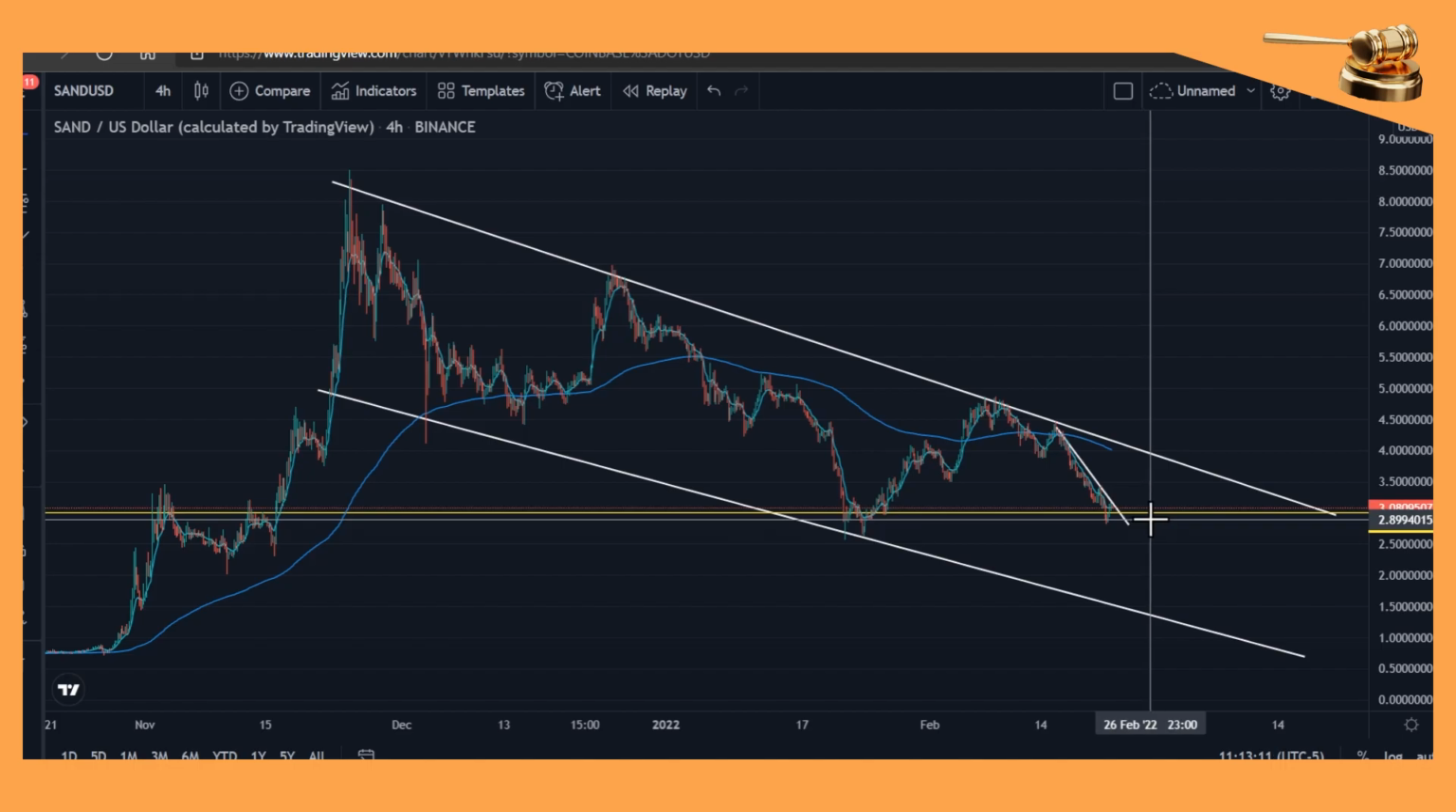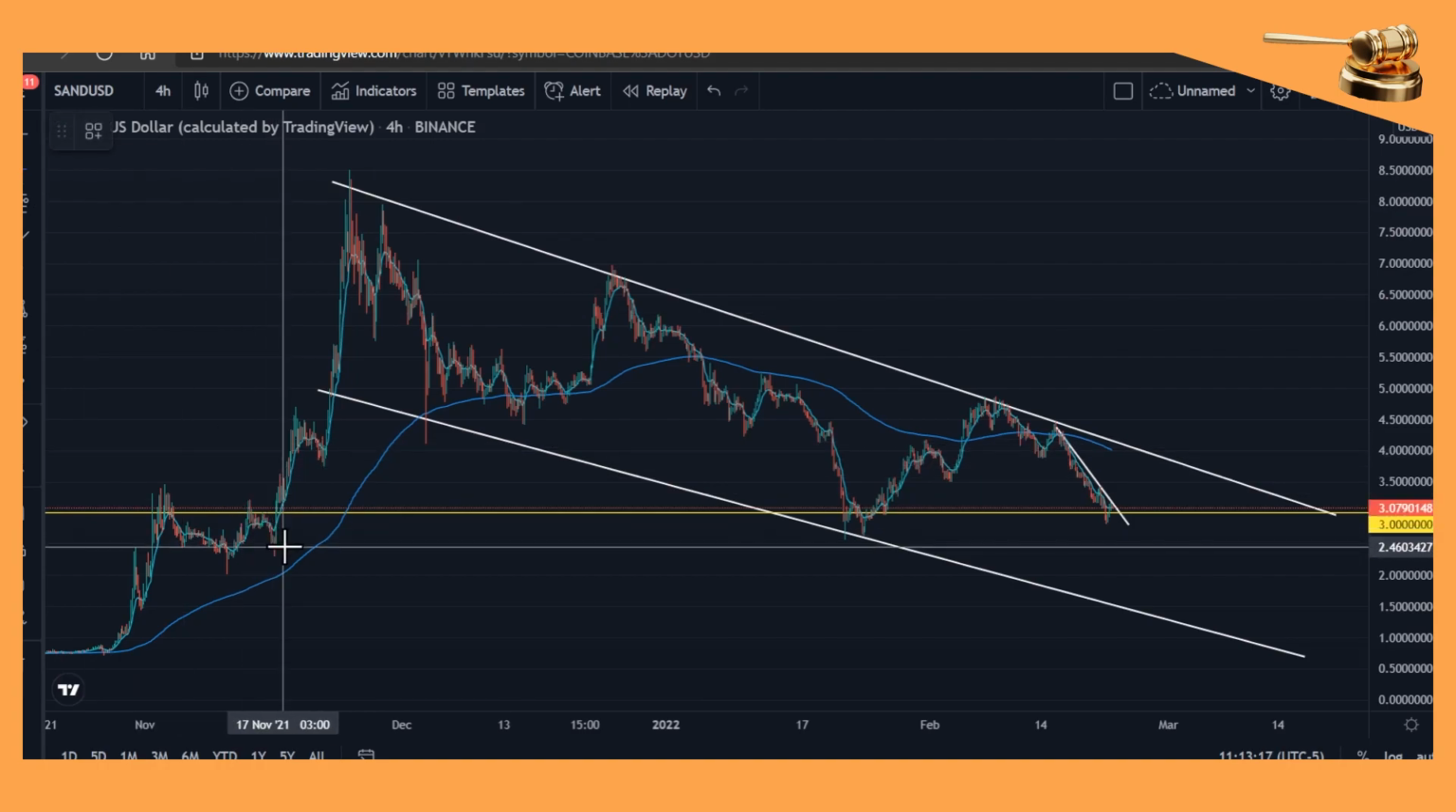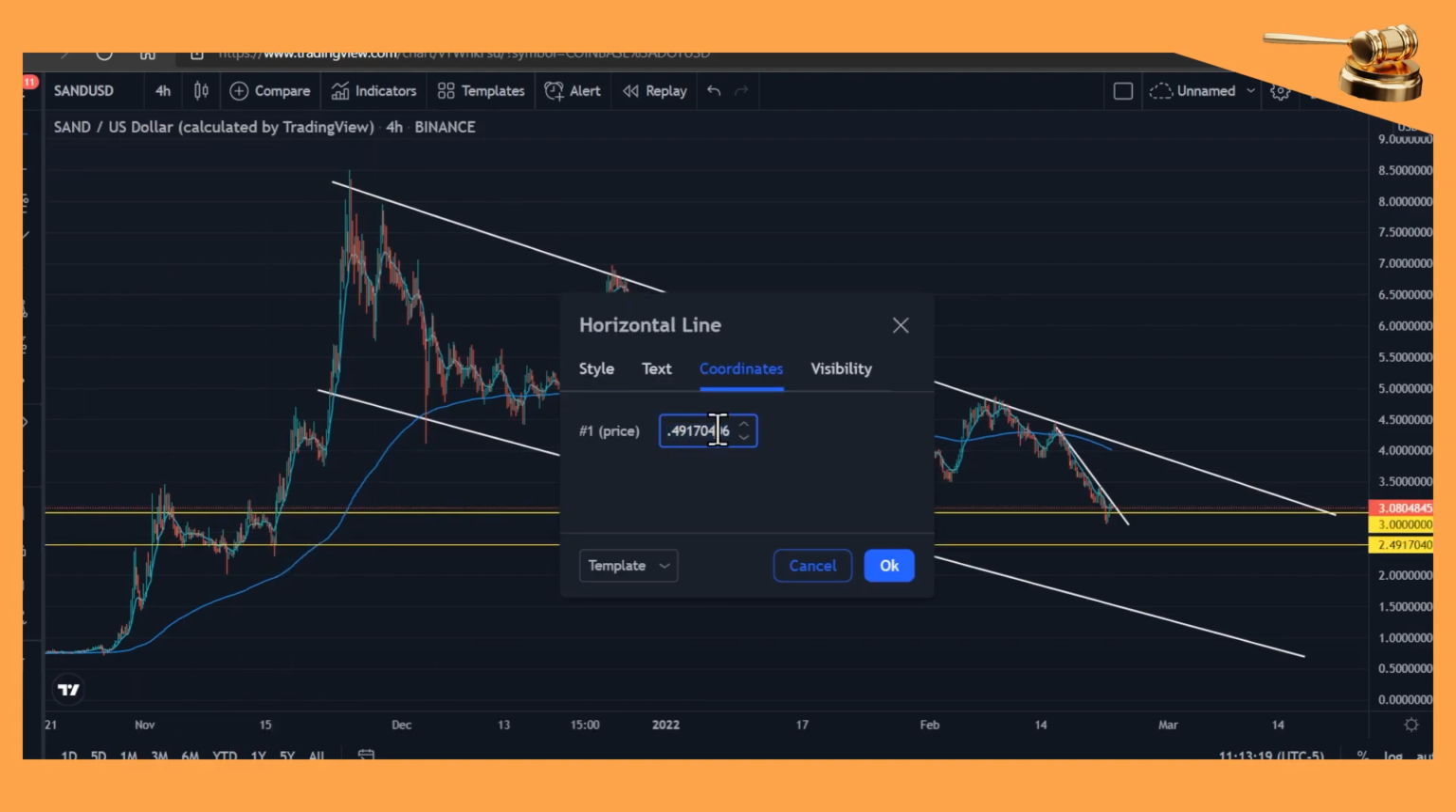If we break below this area, I guess we'd be moving down quite a bit. The next strong support would be all the way down here at about $2.50, and I think that would be our last key level support. So we just need to pay attention here to SANDBOX.